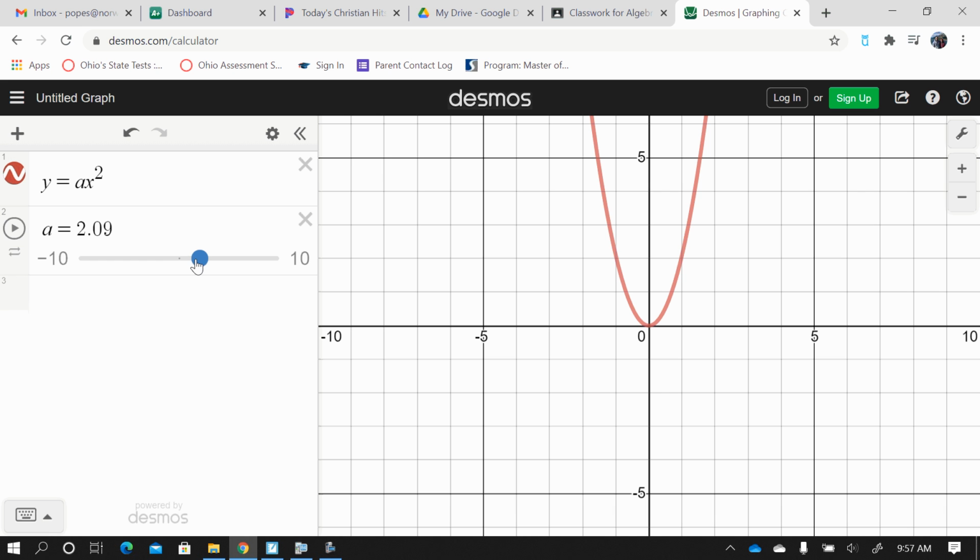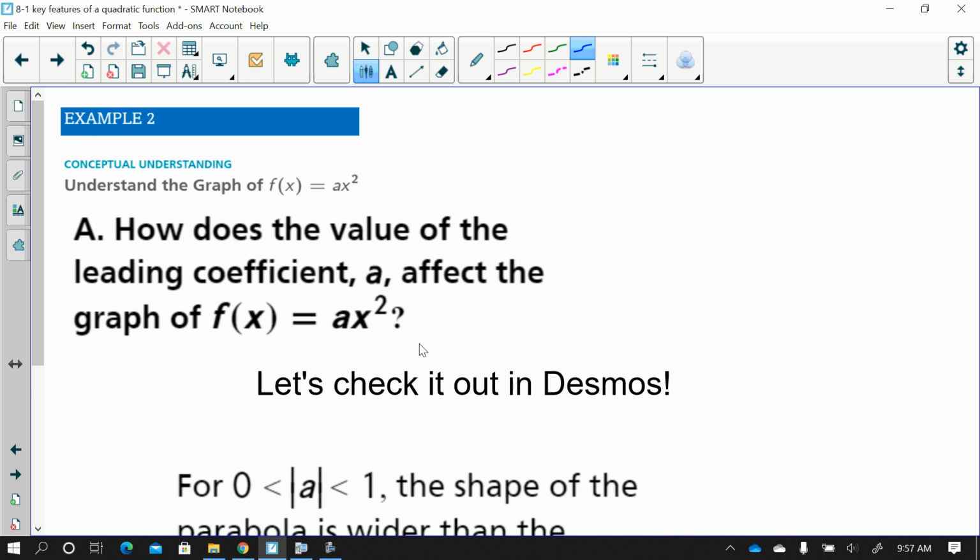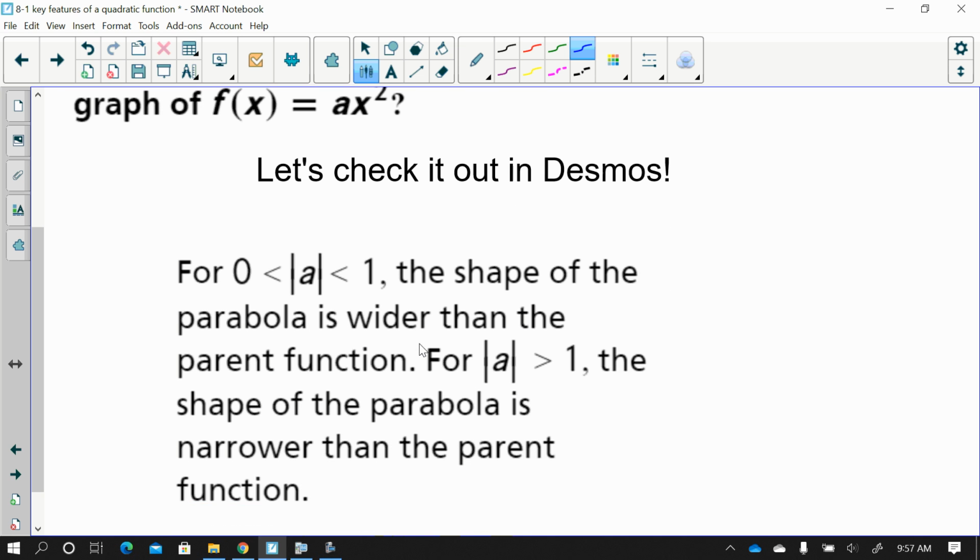If I go between 0 and 1, look, it's getting wider. Notice my parabola is getting wider. So when a is between 0 and 1, basically think of it as a fraction between 0 and 1, our parabola is wider. When the absolute value of a is greater than 1, the shape of the parabola is skinnier.